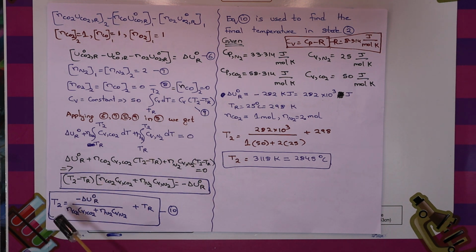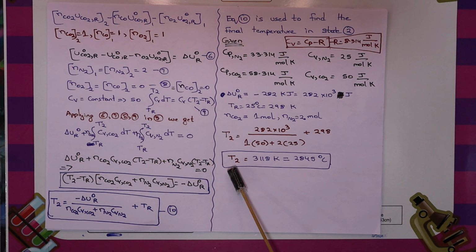Let us go further. If you rearrange the equation, take the common T2 minus TR to the left-hand side and everything else to the right-hand side. Finally, the change in temperature is minus delta U of the reaction divided by moles of CO2 into CV of CO2 plus moles of nitrogen into CV of nitrogen. The moles of CO2 and nitrogen in state 2 are already known: carbon dioxide is 1 mole and nitrogen is 2 moles.